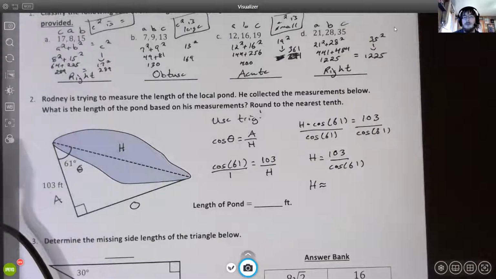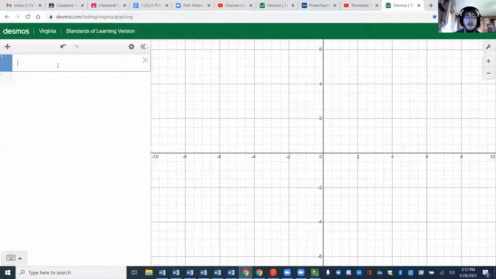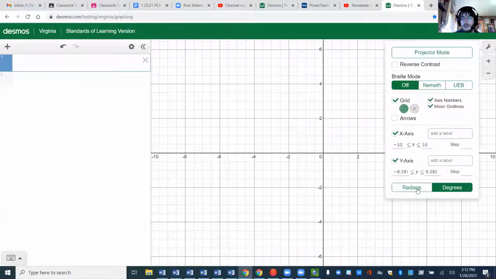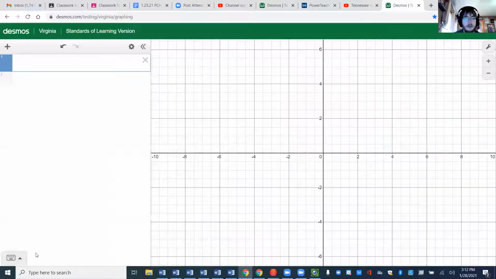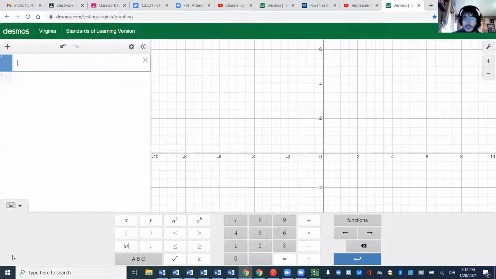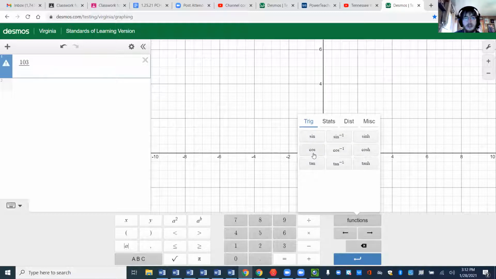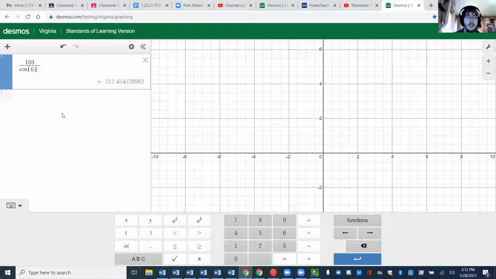Which means that h is approximately, and we're going to go to Desmos here. Again, make sure your calculator's in degree mode. And we're going to type in 103 divided by cosine of 61, and that gives us 212.5 feet when we round this to the nearest tenth.